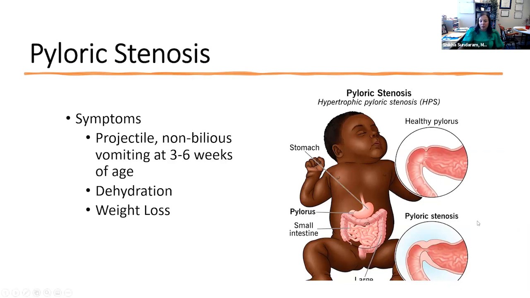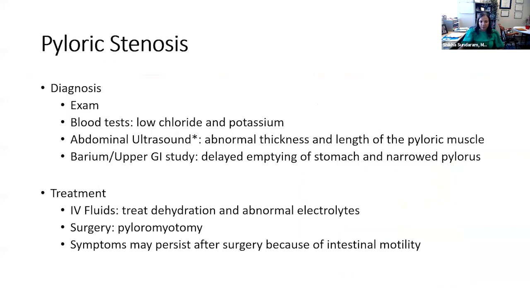Typically, symptoms include projectile, an impressively projectile, non-bilious, meaning it doesn't look like bile or yellow-green, vomiting in the first month of life. The reason that it is non-bilious is because this muscle is so tight that intestinal fluids can't actually get through. And babies often get very dehydrated very quickly and lose weight very, very quickly.